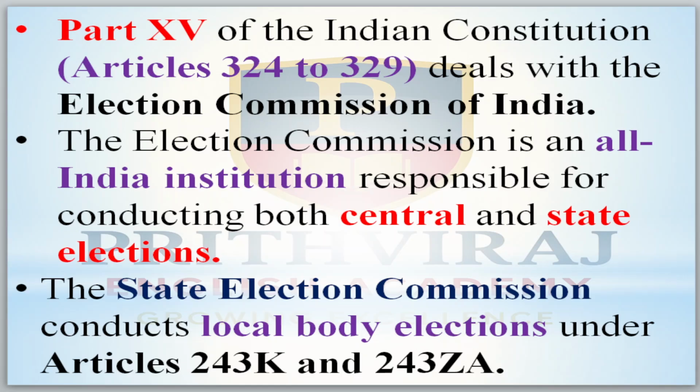Under the State Election Commission, the articles are 243K to 243ZA. The articles start with 243K, L, M, N, O, P till Z, and then ZA, ZB. From 243K till 243ZA it speaks about the State Election Commission, which conducts the elections for the local bodies.